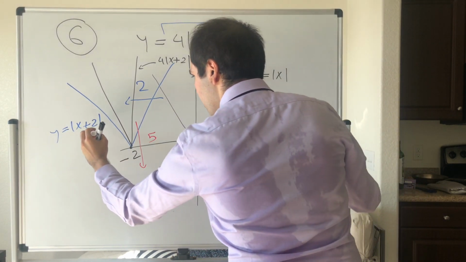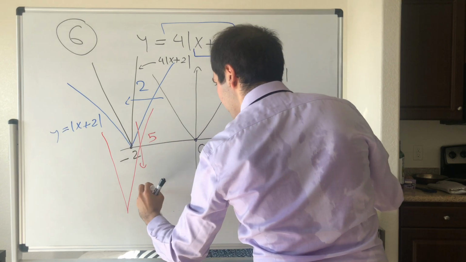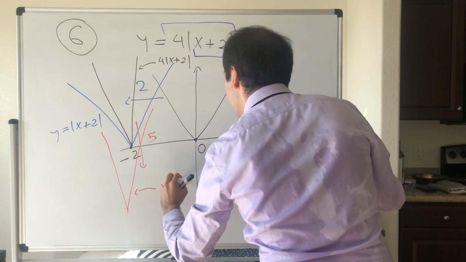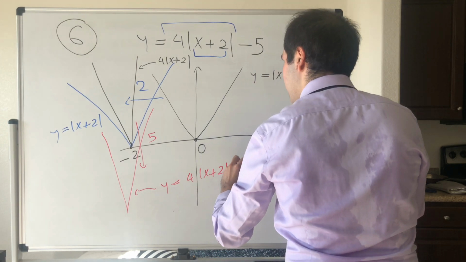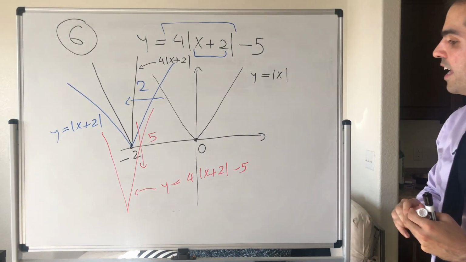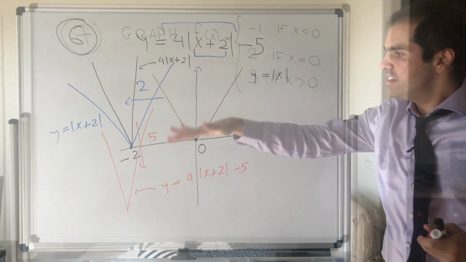So maybe in the end what you get is this really skinny absolute value. So y equals 4 times absolute value of x plus 2, minus 5. So again, just to recap, the x plus 2 shifts it to the left.